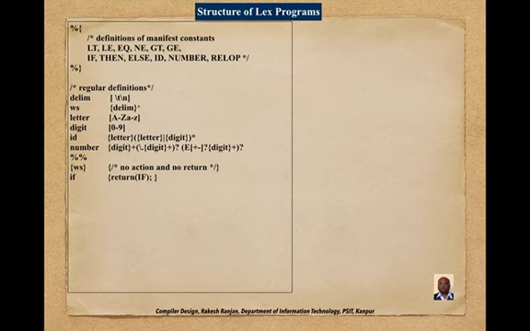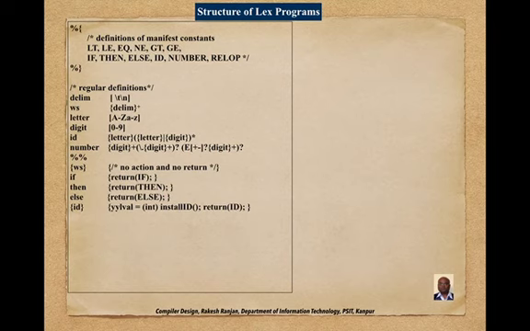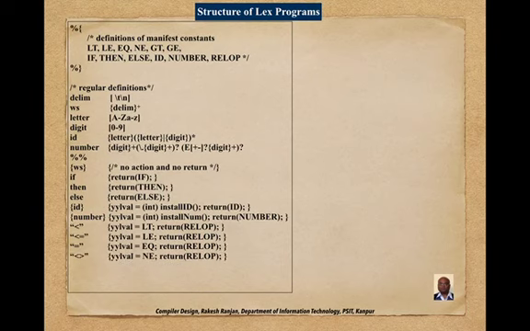So if white space is there, no action is to be done. If "if" is input, then the if token will be returned. If "else" is input, then the else token will be returned. If there is an ID, then this part will be executed, and so on. It can be written like this. So this is one of the examples which I am giving you.